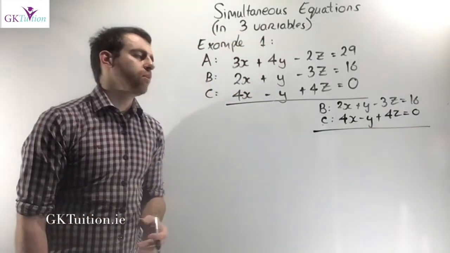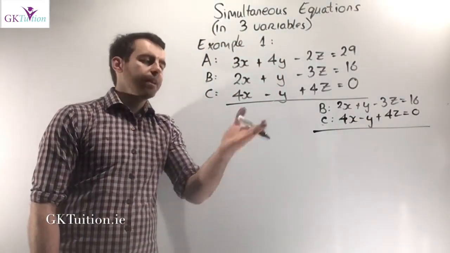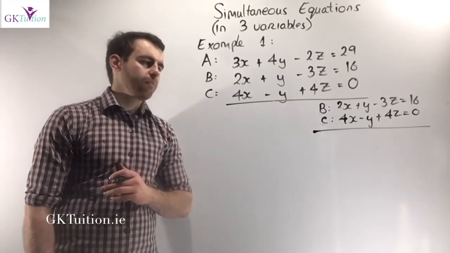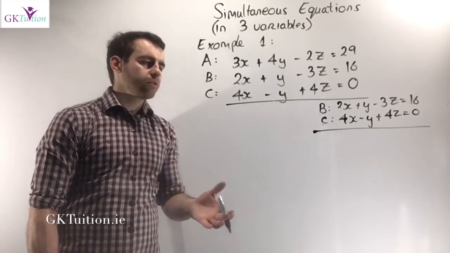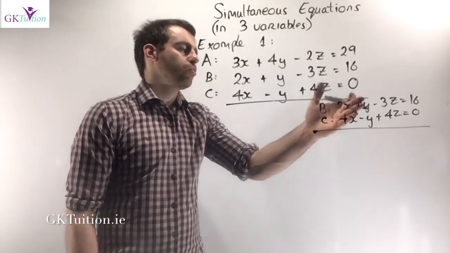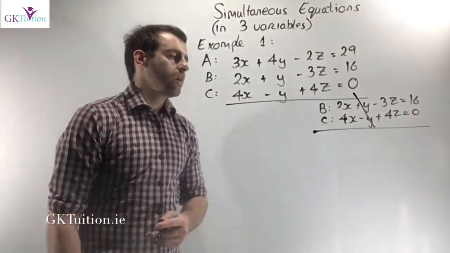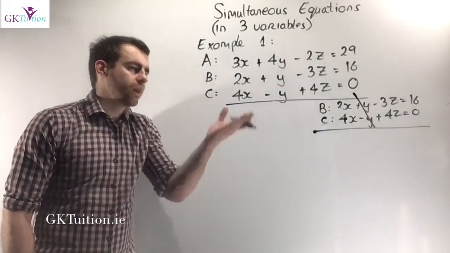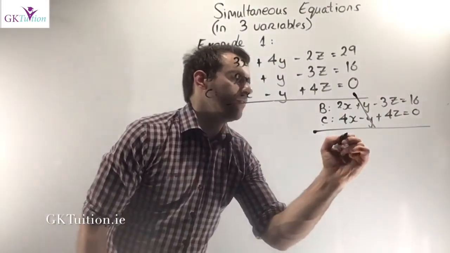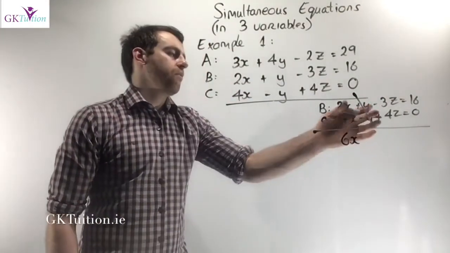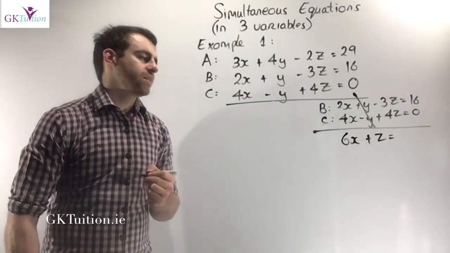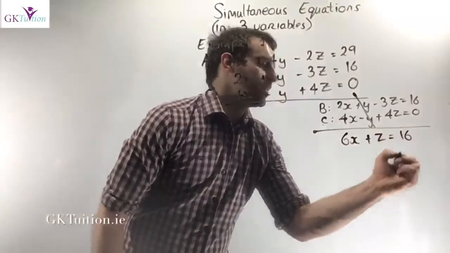At Junior Cert level, what we would do is manipulate it or multiply one of the equations by something so that one of the letters will cancel. However, the way that this has already been structured, if I add these together, the y's will already cancel. Plus 1y minus 1y is 0. So that's my goal. All I need to do now is add the two lines together. 2x plus 4x will give me 6x. 4z minus 3z will give me 1z. And 16 plus 0 will simply give me 16.